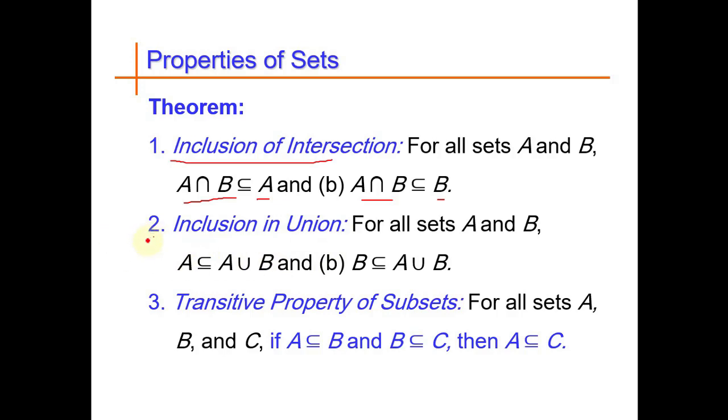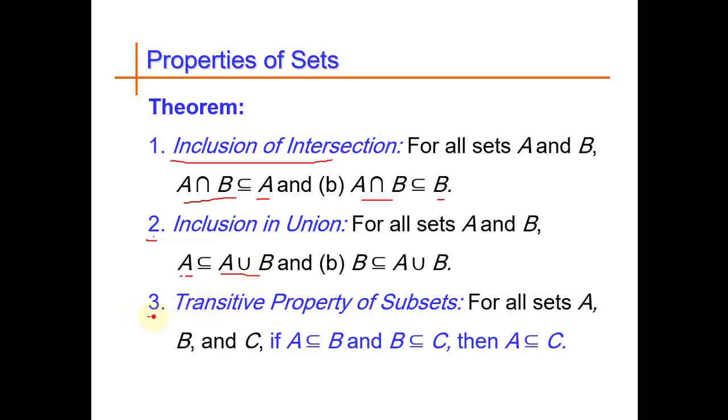The second property is inclusion in union. So for all sets A and B, A is contained in the union A union B and B is contained in A union B. And these can be seen intuitively that the definitions are true, since in A union B we have both the elements of A and B and the intersection part, so A must be a subset of A union B.